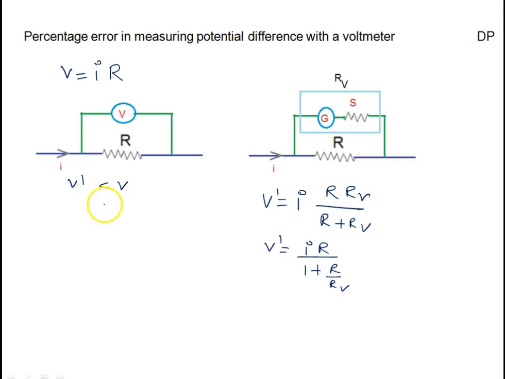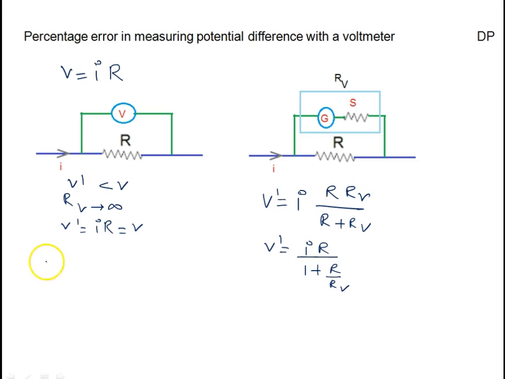Now, when will V dash be equal to V? If I say in this equation RV tends to infinite, then what is V dash? V dash equal to IR. In this situation, V dash equal to V. So we will say an ideal voltmeter should have infinite resistance. But when we use this voltmeter, definitely there is some error.